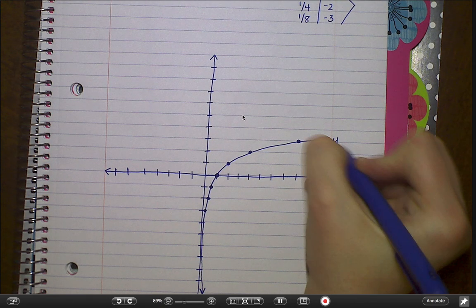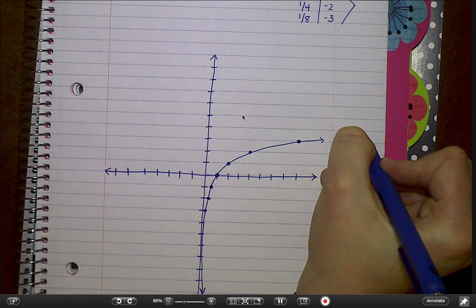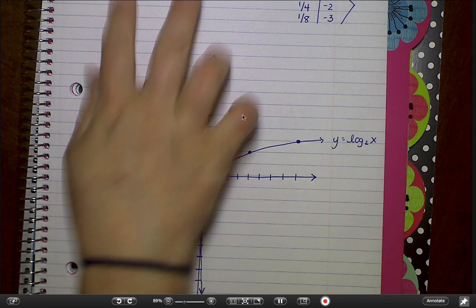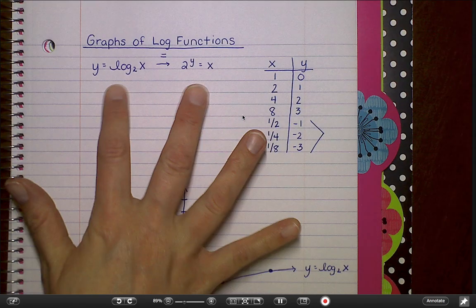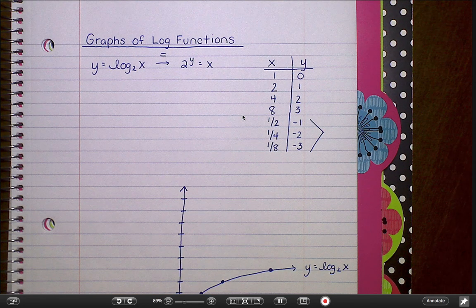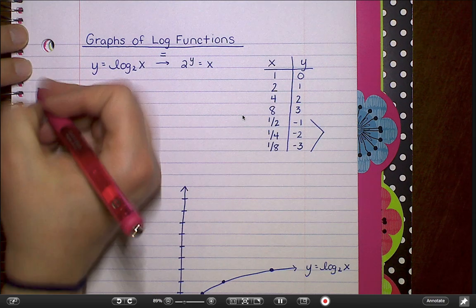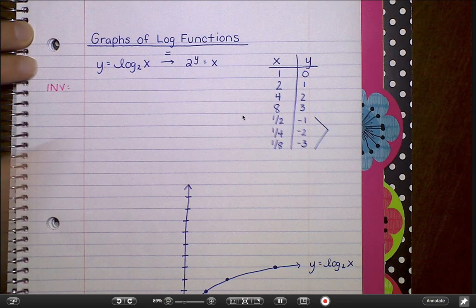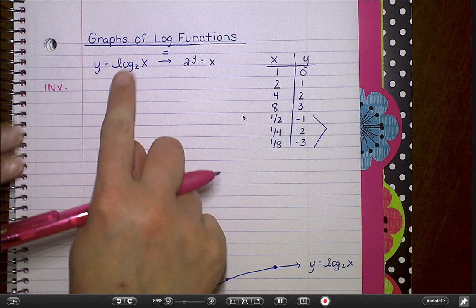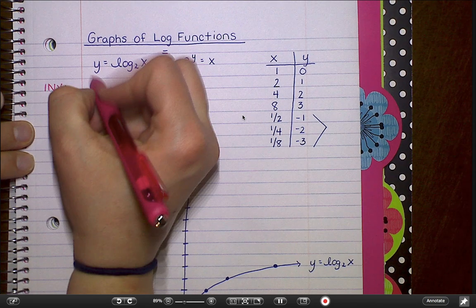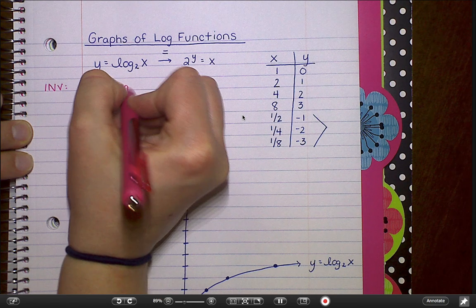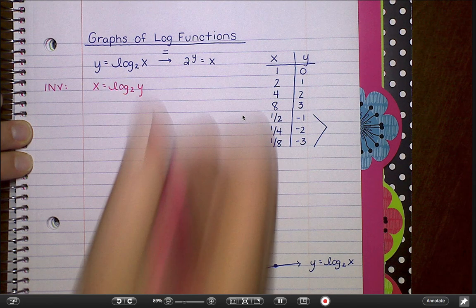This is y equals log base 2 of x. Now, this whole thing that I did up here where I flip back and forth between log form and exponential form, there's a really important reason that I had you do that. Let's suppose I then said to you, find me the inverse of this function. Okay? If you were to find the inverse, we would switch the x and the y, right? So we would make this x equals log base 2 of y.